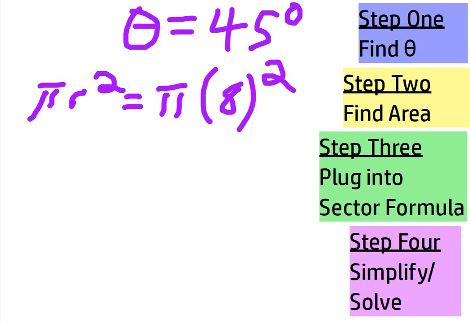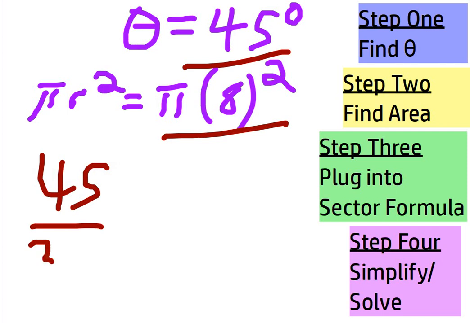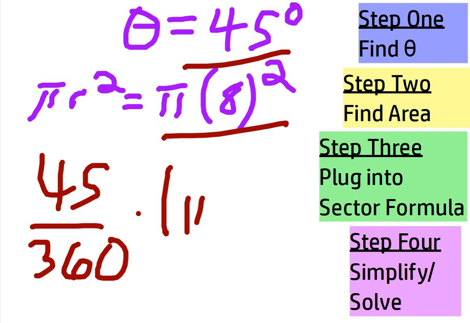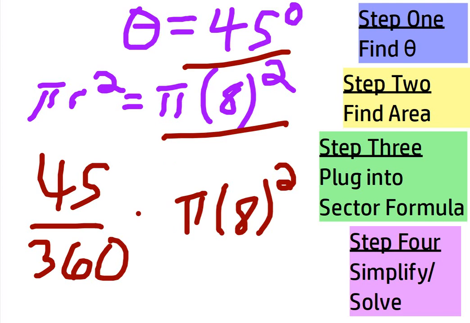Okay, so we're just going to take these two components, the area and the angle, and plug it into our sector formula. Okay? So instead of theta over 360, it's going to be 45 over 360 times pi 8 squared. Don't really need this parenthesis right here. So just like that will be fine. You can either simplify it or you can just plug it straight into the calculator.